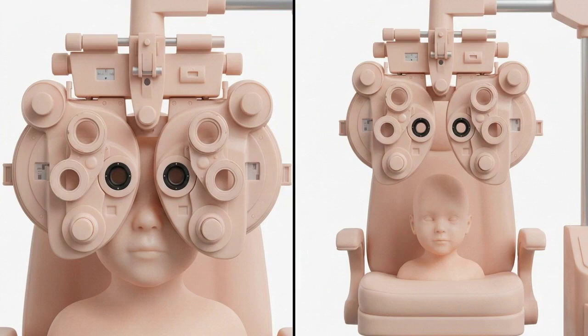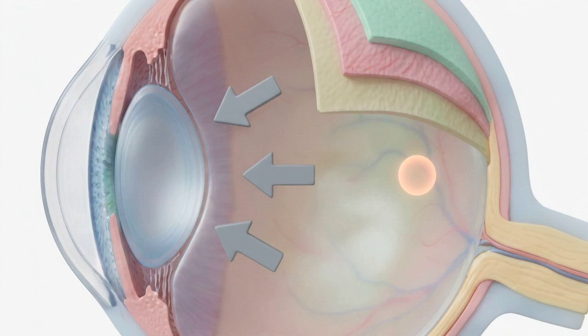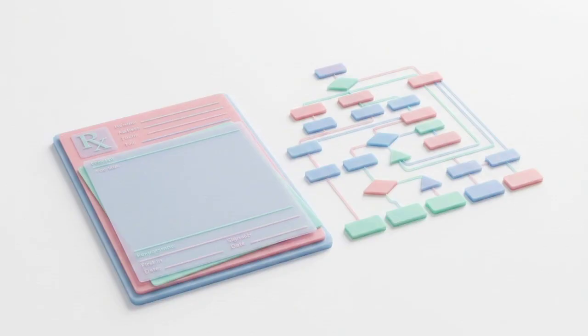Clinical errors often occur when clinicians apply adult optimization goals to a developing pediatric patient, potentially halting the natural growth signals required for the eye to reach emmetropia. In pediatric care, the prescription provides the foundation for a highly sequenced developmental algorithm.